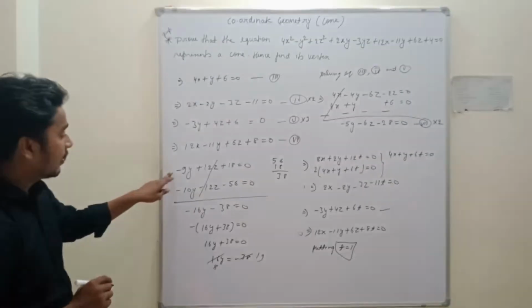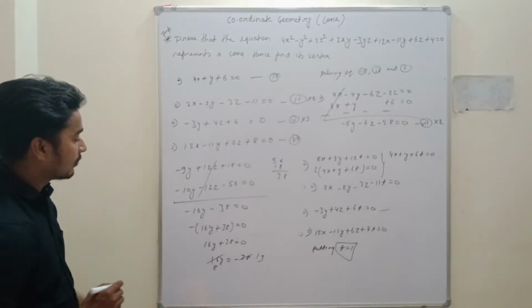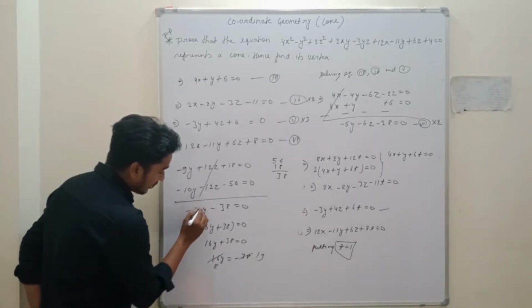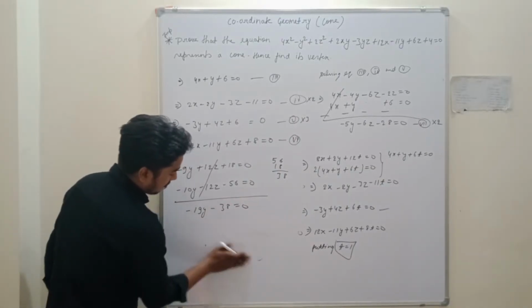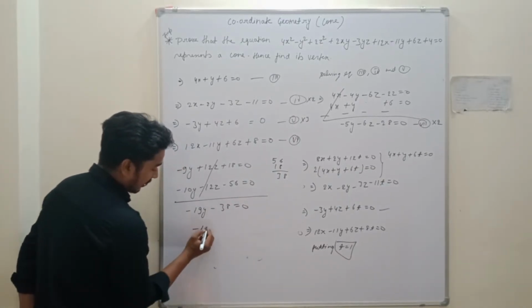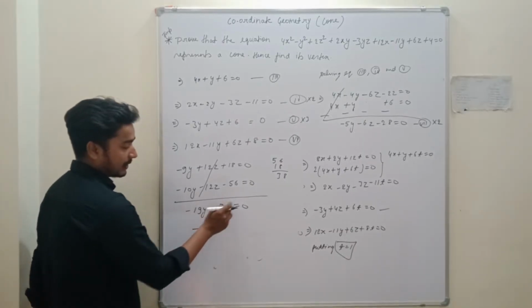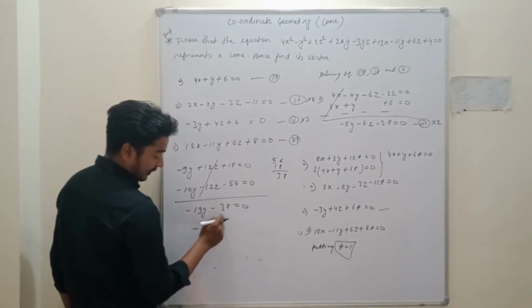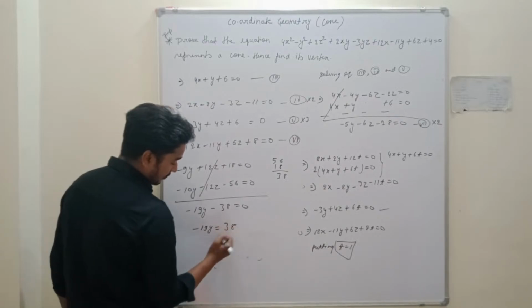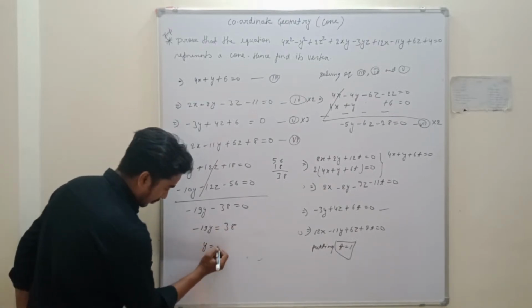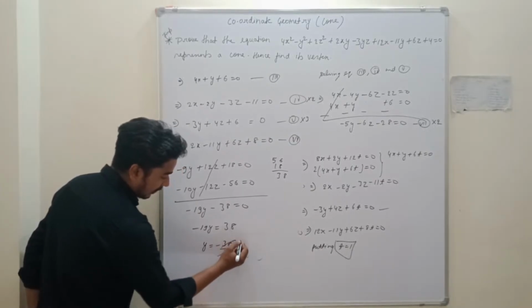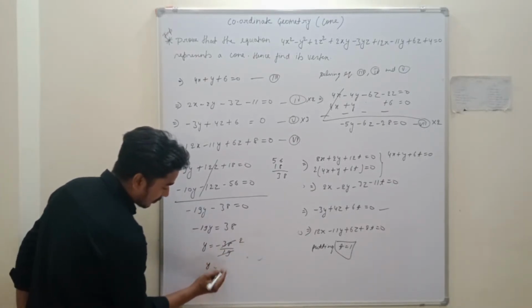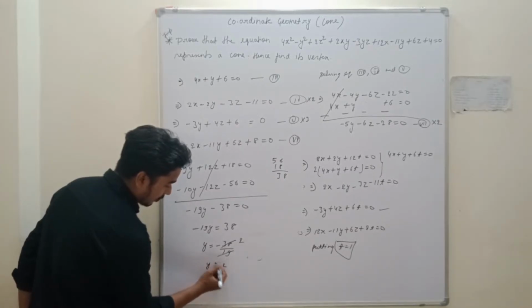Then from here minus of 9y and minus of 10y we get minus of 19y, minus of 19y, and here minus of 38 is equal to 0. Taking the right hand side we get plus of 38, and y is equal to minus of 38 upon 19, 19 to the 38 we get y is equal to minus of 2.